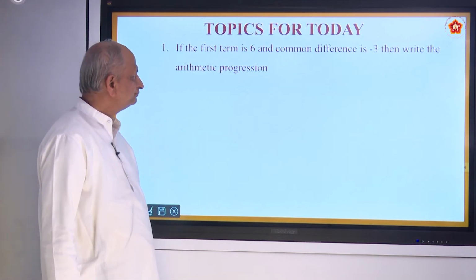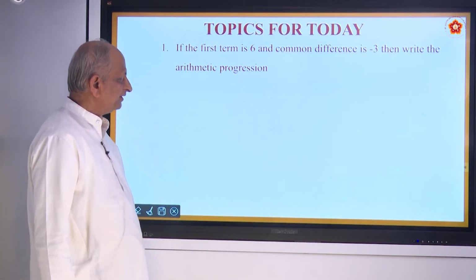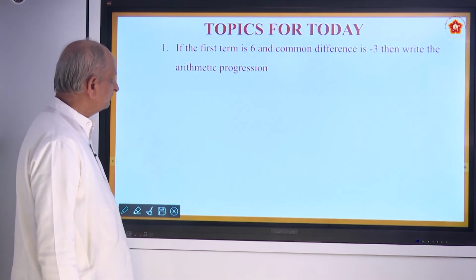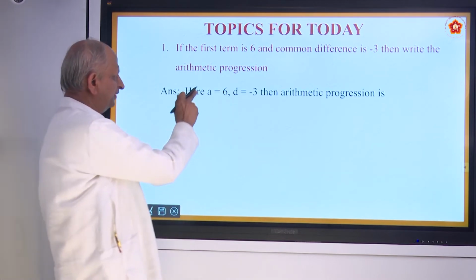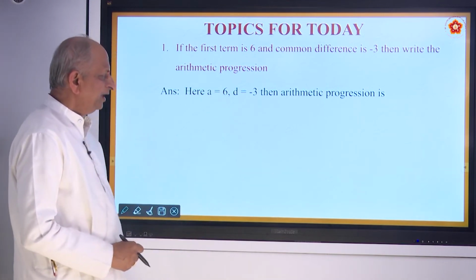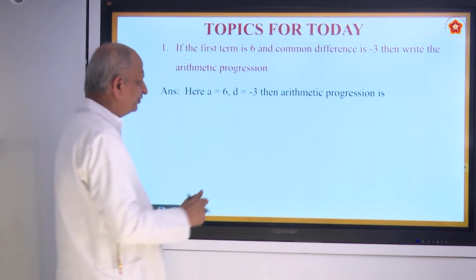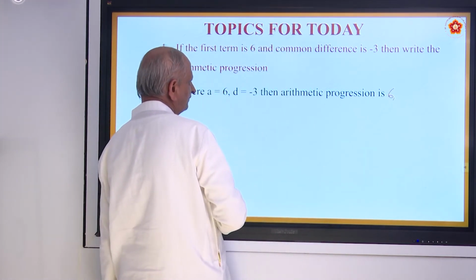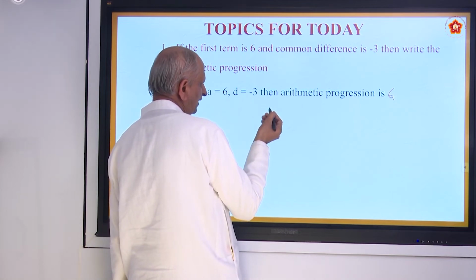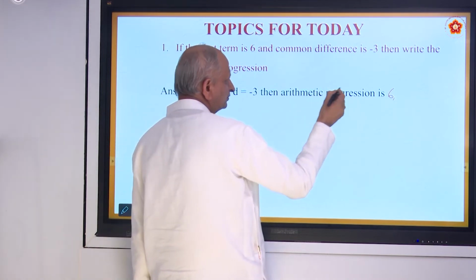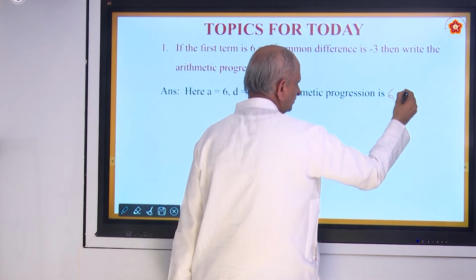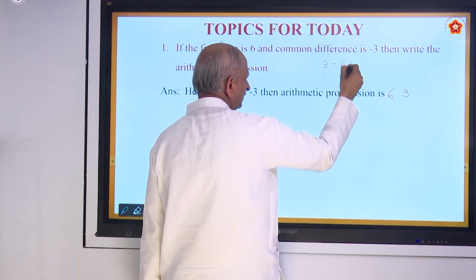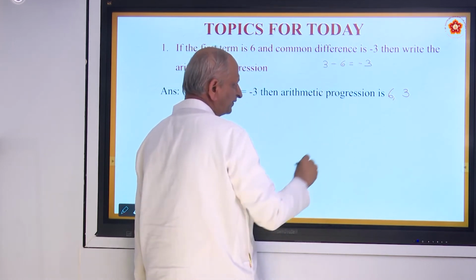First term is 6. Common difference is minus 3. Then write the arithmetic progression. So A is 6, D is minus 3. How do you write progression? So start with 6. Then you must think of a number, suppose you write 3. So 3 minus 6 is equal to minus 3, that is common difference.